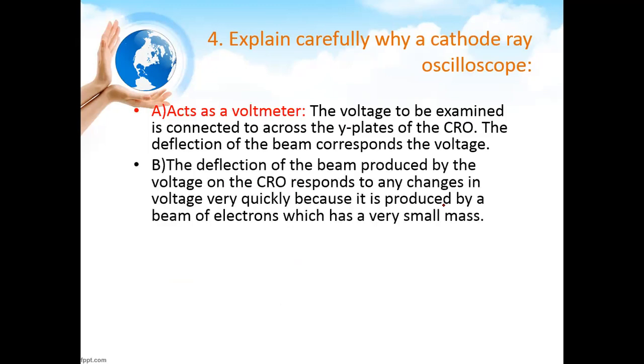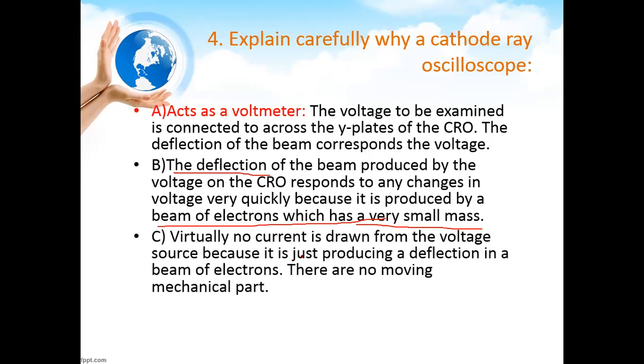The second one, for B: the deflection of the beam produced by the voltage responds to any change in voltage very quickly, because it is produced by a beam of electrons which has a very small mass. Since the beam of electrons has a very small mass, the cathode ray oscilloscope gives a response to deflection so quickly. That's why you see any change on the cathode ray oscilloscope. This is the reason.